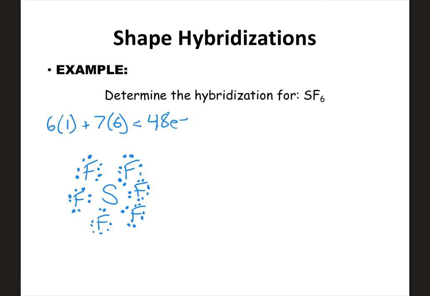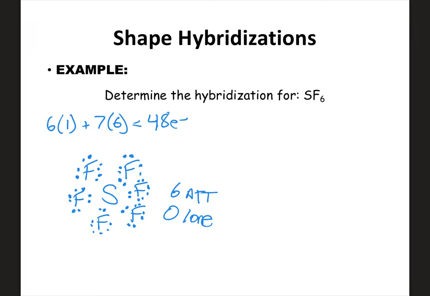Each fluorine needs 8. When I total up my valence electrons, now everybody's happy and I hit 48. So this would be the dot structure here for SF6. Now if I want to do the shape or the hybridization, I literally look at the center and I count. The sulfur is the center. There are 6 attached to the center, and there are no lone pairs on the center. The fluorines have lone pairs, but the sulfur does not have any lone pairs.